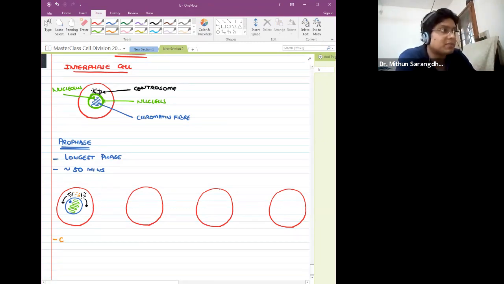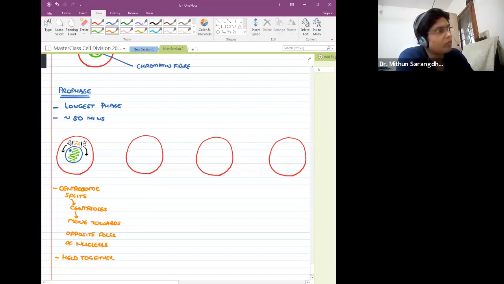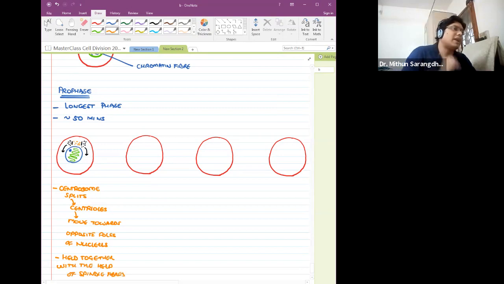So guys, in the first case, I'll just mention here the centrosome splits. And the moment the centrosome splits, you are going to get the centrioles. Where are the centrioles going to move? The centrioles move towards the opposite poles of the nucleus, but at the same time they are going to be held together with the help of spindle fibers. That's it. This is the first thing that is going to happen, guys.